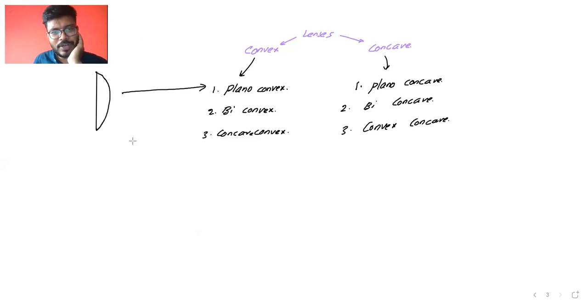No doubts, sir. Next one, we'll discuss biconvex. Biconvex means both sides will be curved surfaces. That means both sides will be convex, like this.